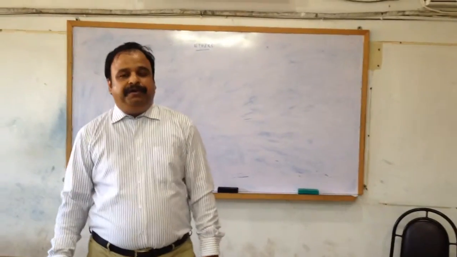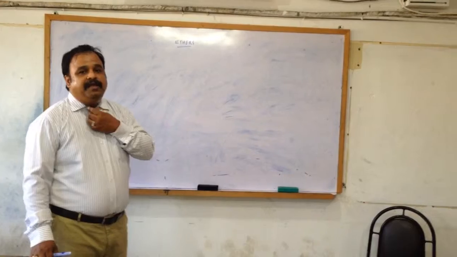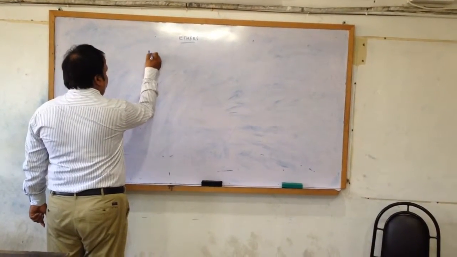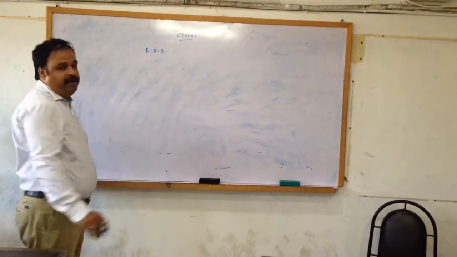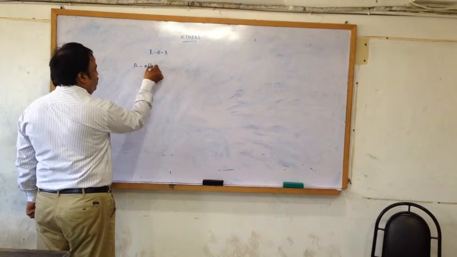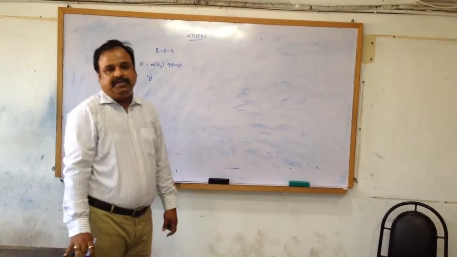Now we are going to discuss the second class of organic compounds, called ethers. Ethers are organic compounds having the functional group ROR. These R are alkyl groups and the O is the ethereal oxygen.